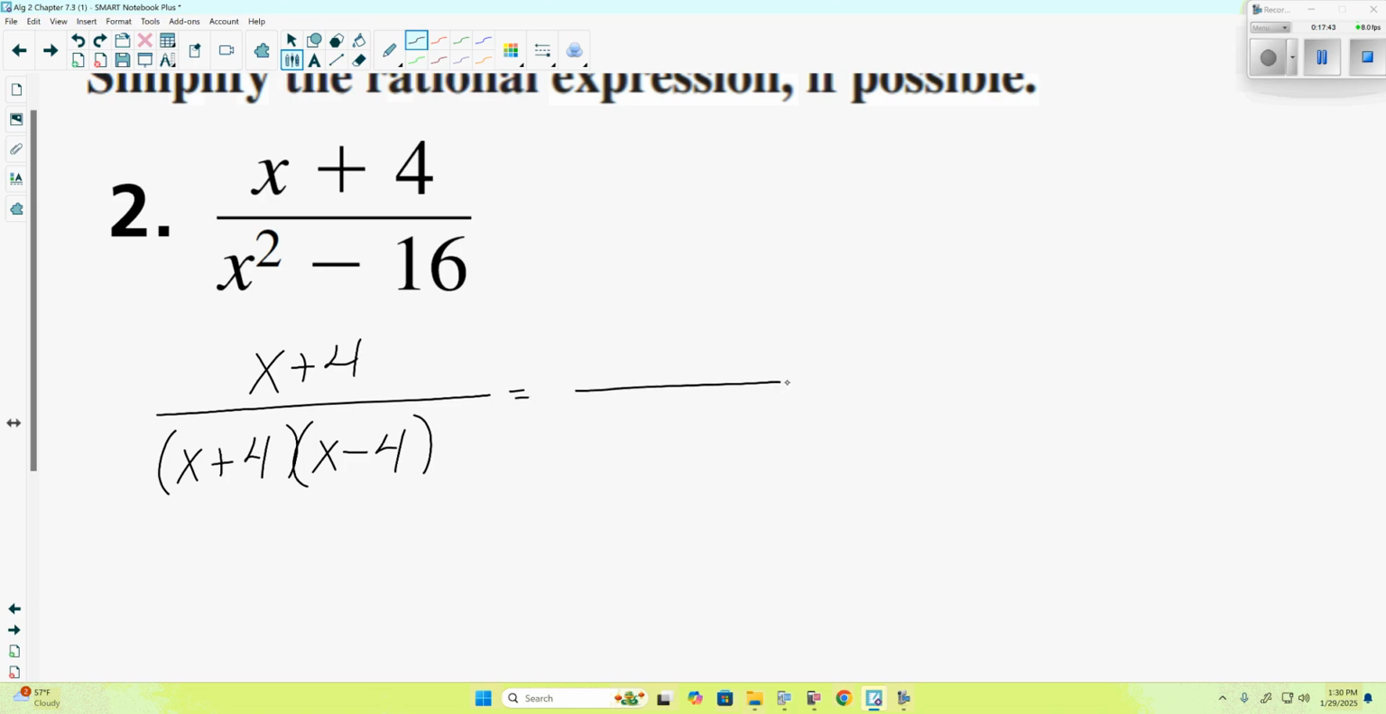Now x plus 4 and x plus 4 are in common. So what's left on bottom? X minus 4. What's left on top? So it's simplified out, yes? So what would we write?